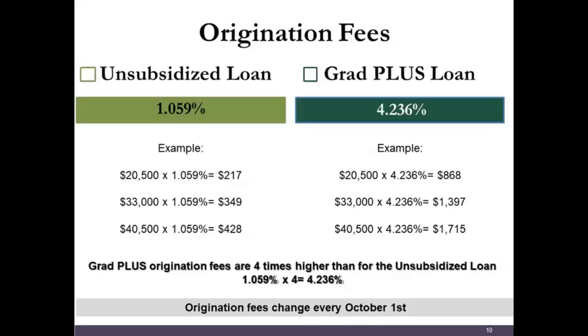As you can see on the bottom, my note here, the Grad Plus origination fee is 4 times higher than the unsubsidized loan fee. So if you take 1.059% and multiply it times 4, you actually get to the 4.236. So that's why it ends up being a lot more there. And the origination fees do change slightly every October 1st. They don't change as much as the interest rates do. So they only go up a little bit or down a little bit every October 1st.